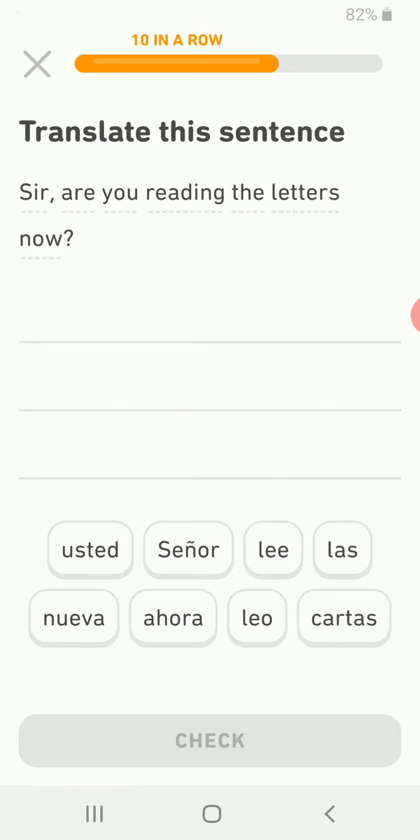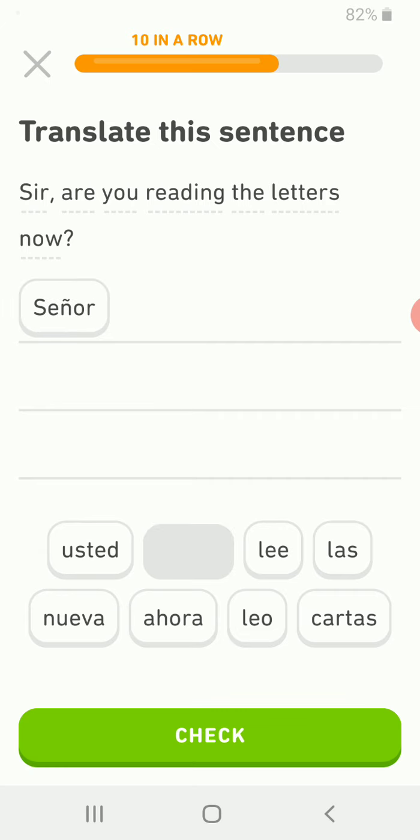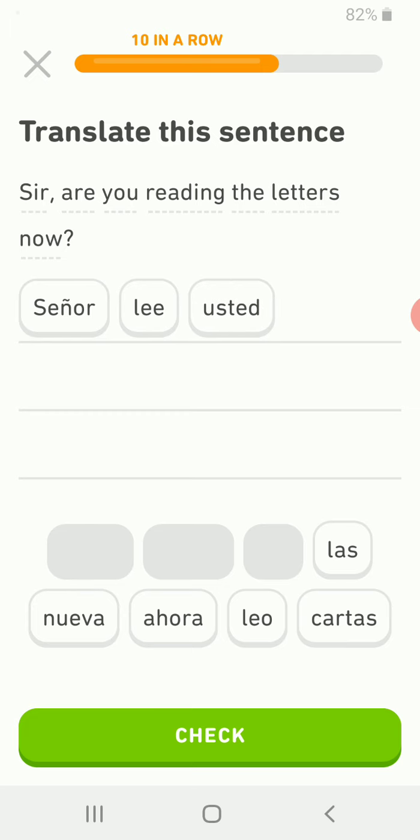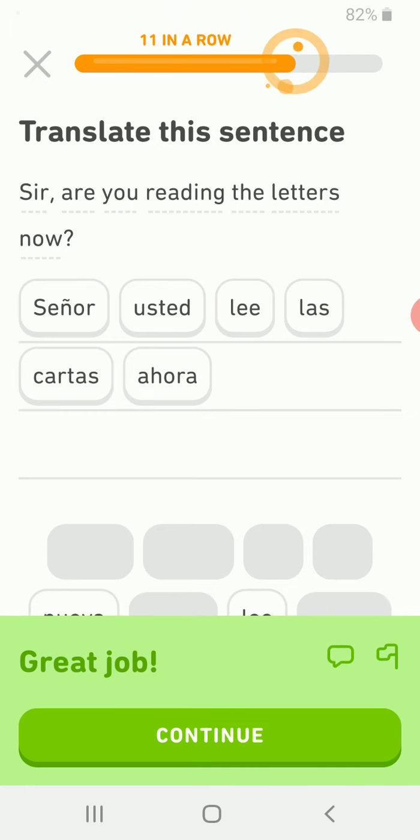And so, are you reading the letters now? Señor. Lee. Usted. Señor. Lee. How will you write this? I think lee. Usted comes first. Señor, usted lee las cartas ahora. Okay.